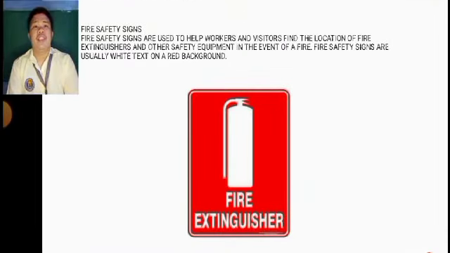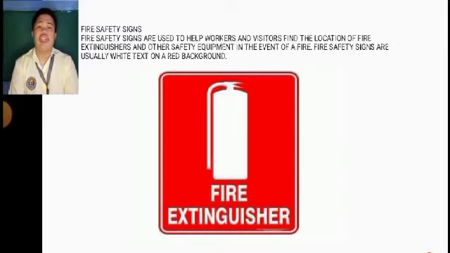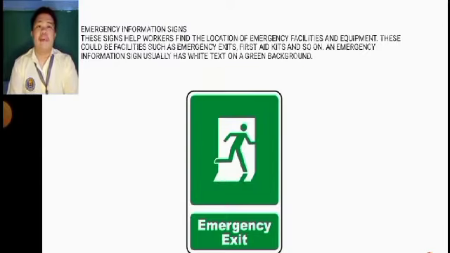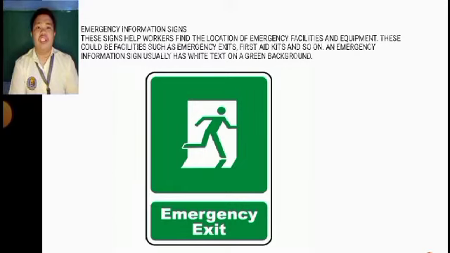Number four, fire safety signs. Fire safety signs are used to help workers and visitors find the location of fire extinguishers and other safety equipment in the event of a fire. Fire safety signs are usually white text on a red background. Number five, emergency information signs. These signs help workers find the location of emergency facilities and equipment. This could be facilities such as emergency exits, first aid kits, and so on. Emergency information signs usually have white text on a green background.